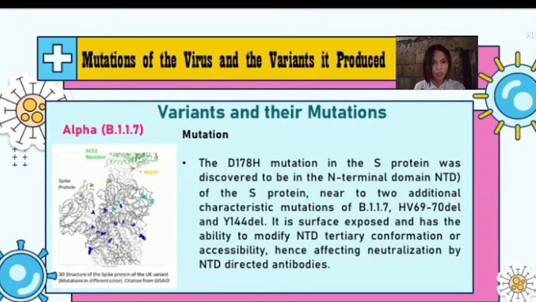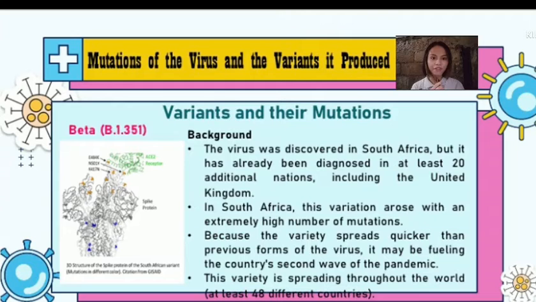So you can see in the picture the 3D structure of the spike protein of the UK variant, with mutations in different colors. For the Beta variant, or B.1.351, the virus was first discovered in South Africa. It has already been diagnosed in at least 20 additional nations, including the United Kingdom. This variation arose with an extremely high number of mutations.